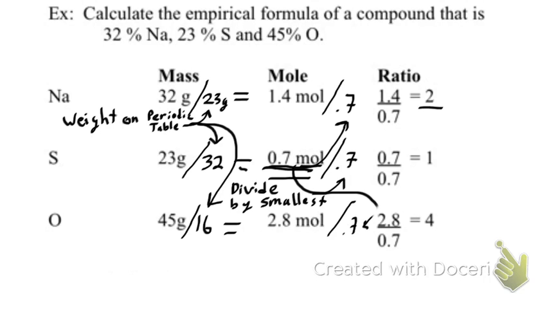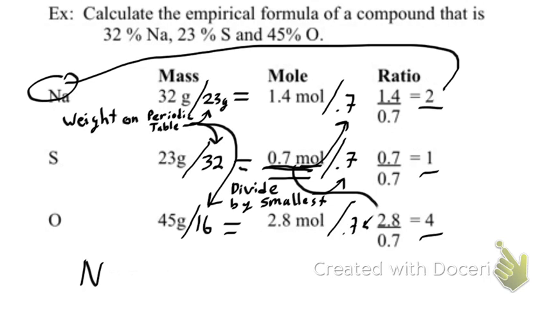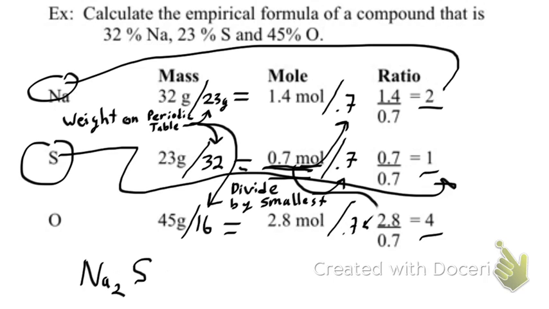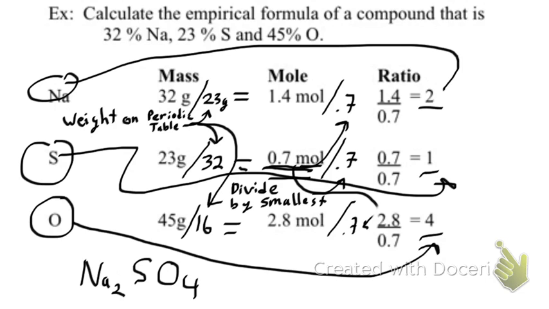So what we have here are the subscripts for our empirical formula. Sodium subscript will be 2, so we have Na2. Sulfur subscript will be 1, so we have just S. And oxygen subscript will be 4, so we have O4. So our compound is sodium sulfate, Na2SO4.